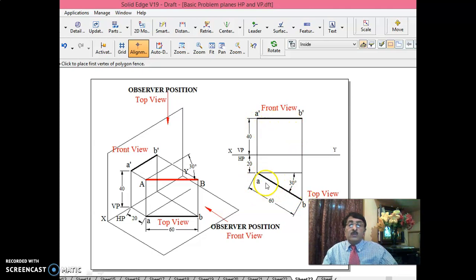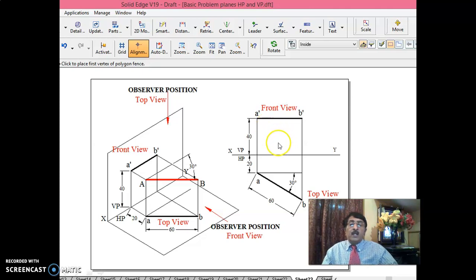As soon as you see this line parallel to XY line, that is, A dash above XY line and B dash above XY line at the same distance, that means if A dash B dash is parallel to XY line, then AB, whatever you see here, should be in true length. This you can never forget. In case the front view is parallel to XY line, the corresponding top view should be in true length. In the same way, if the top view is parallel to XY line, the corresponding front view should be in true length. This you never forget.